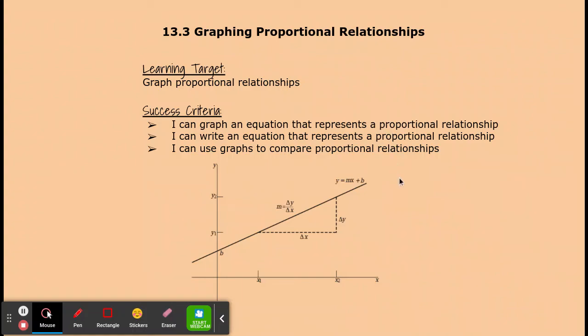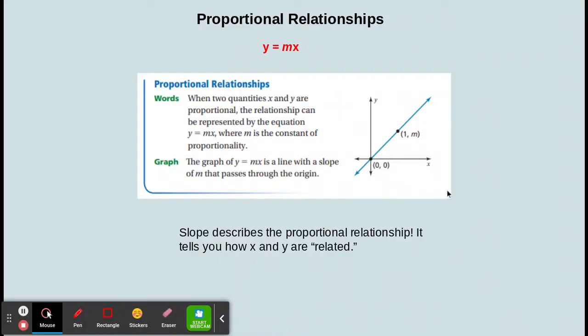13.3, Graphing Proportional Relationships. Now remember, a few chapters back we were talking about proportional relationships. Proportional relationships describe how two different quantities are related. And remember, we can write that as an equation where y equals mx, where m this time is the constant of proportionality. Remember back we were talking about it being k. Well, now from this point on, we're going to talk about it as being m.